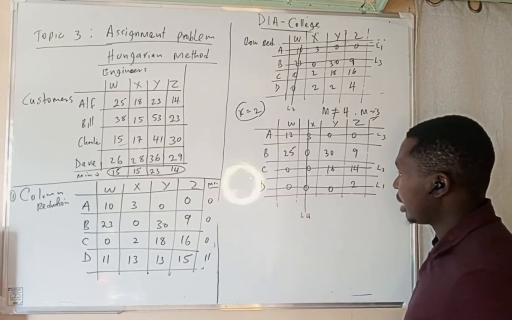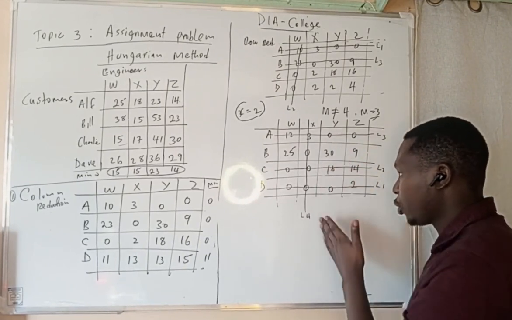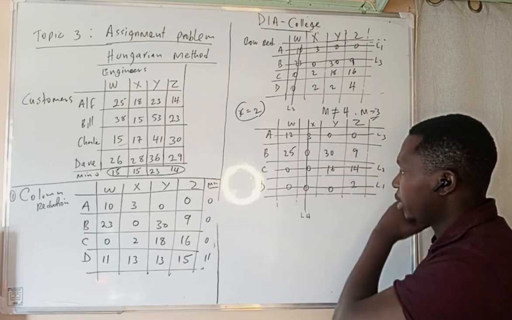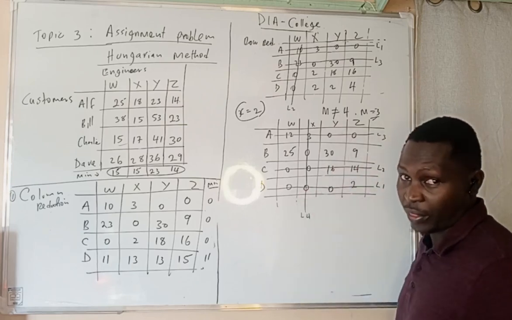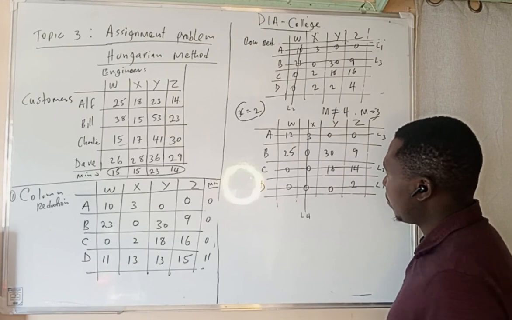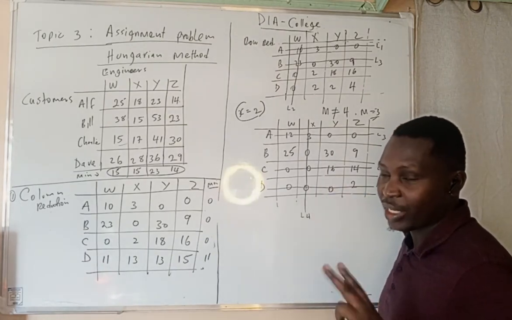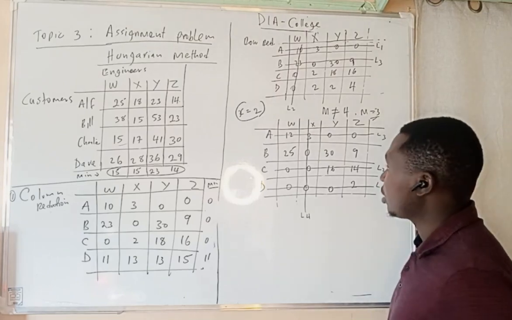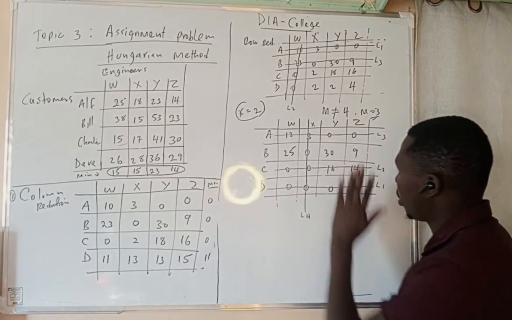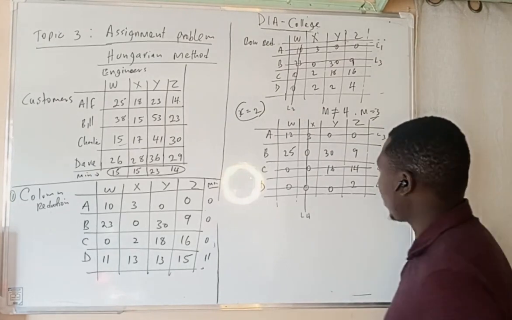Sometimes people may find it difficult to cover the zeros, but to really understand, you can cover with either horizontal or vertical lines. And always try to cover the maximum number of zeros. Don't cover one 0 when there are 2 zeros which are not covered. So always try to cover with the maximum number of zeros.